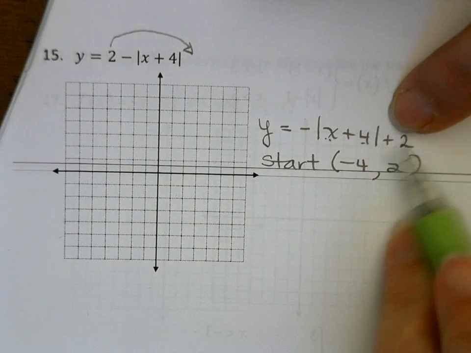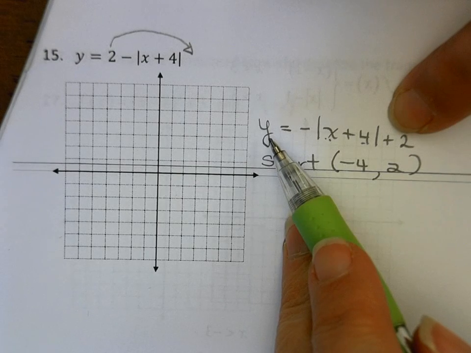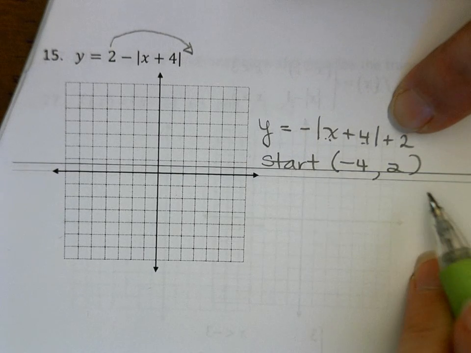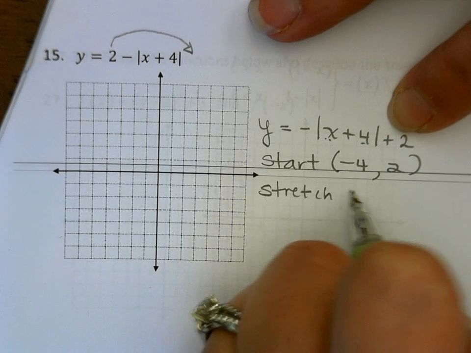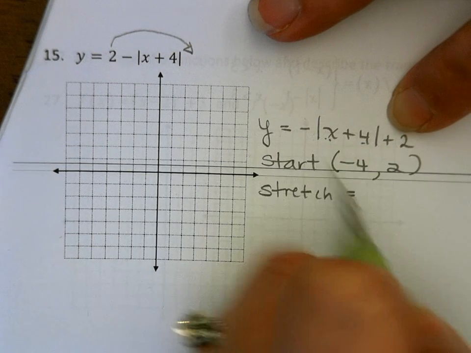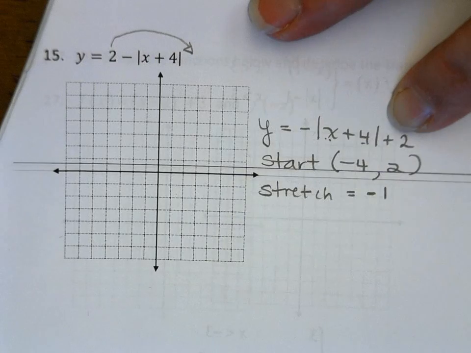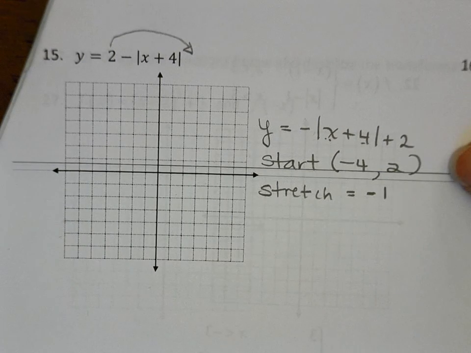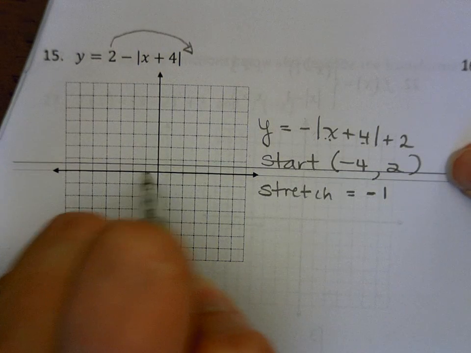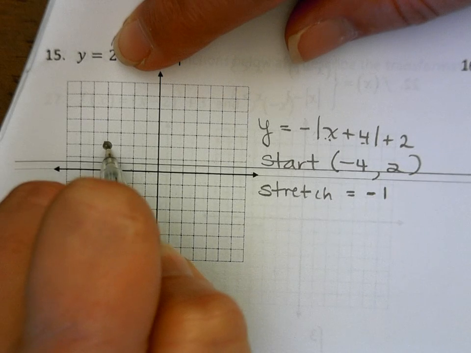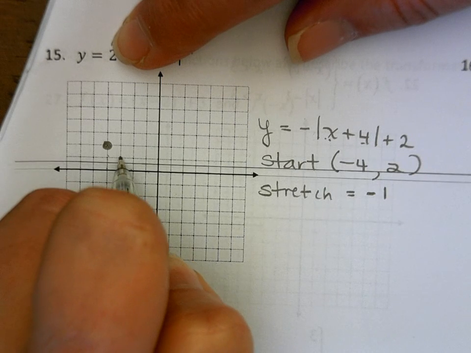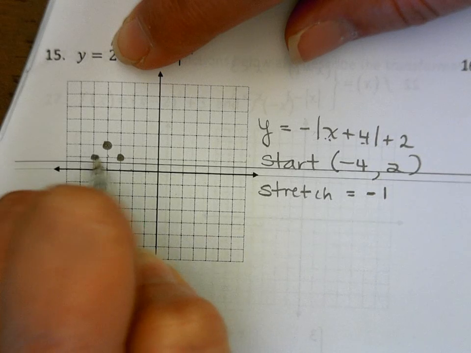Normally we would subtract 2 over, y would have to be positive 2 to 0 it, so it would be positive 2. Then my stretch or my slope would be the number multiplying the absolute value, which is negative 1 or negative 1 over 1. So graph my start, left 4, up 2. Then my stretch is negative 1 over 1, and I have to go both directions. It's an absolute value.